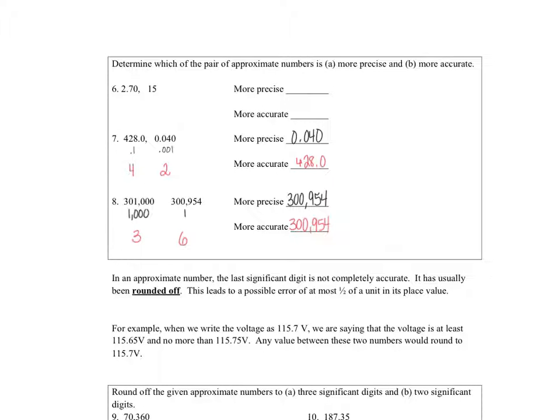So in an approximate number, the last significant digit is not completely accurate. It has actually been rounded off. So if we've been working with an approximate number, the last number is not completely accurate because we ended up rounding it. This leads to possible error of at most a half of a unit in its place value.